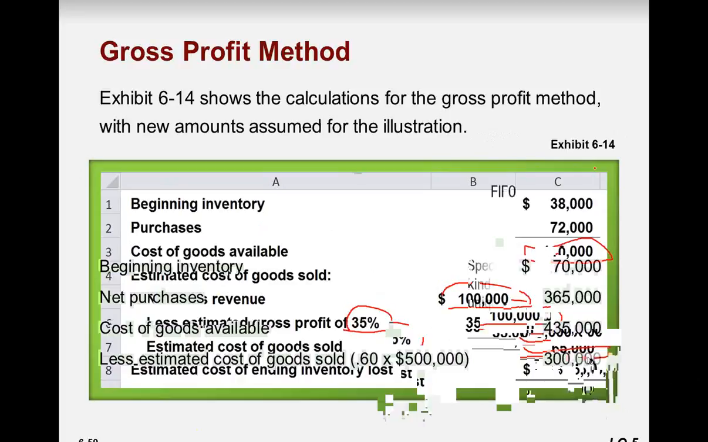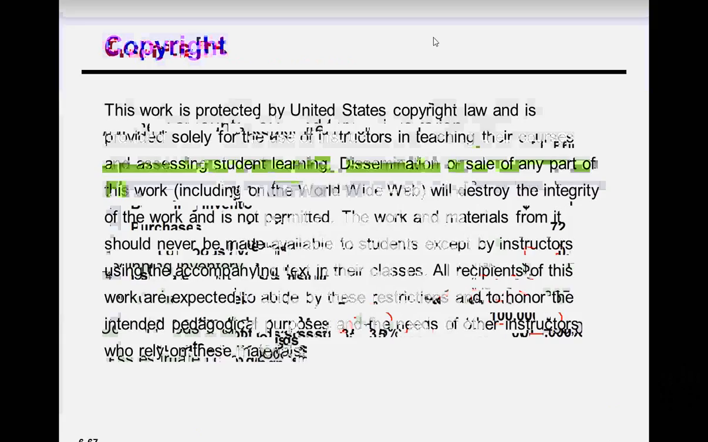And this is just more. Use FIFO to maximize your income, LIFO to minimize taxes, and when you want the middle of the road approach, use average. That's that.